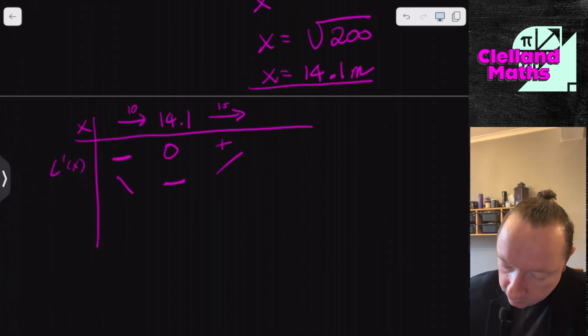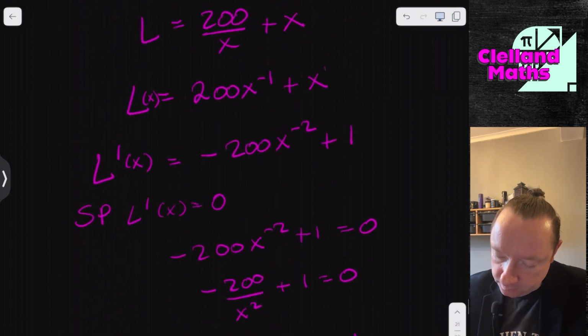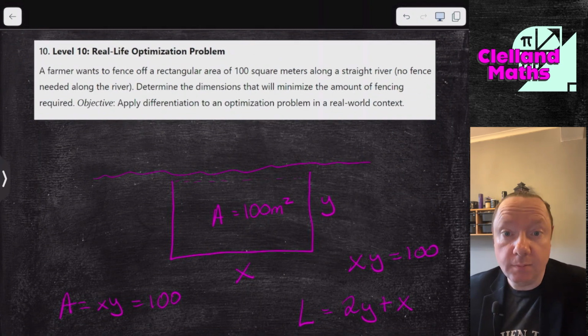And therefore, x equals 14.1 meters minimises the length of the fencing. Does it ask us for the length? No, the dimensions. Okay, I almost missed that.